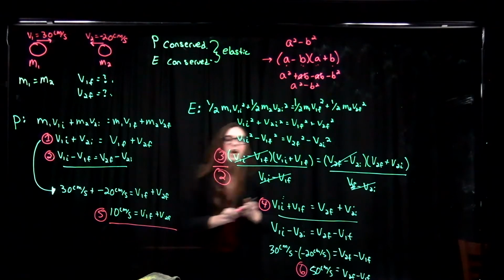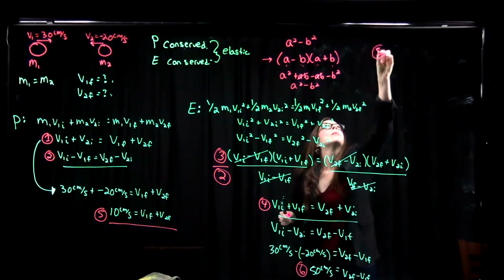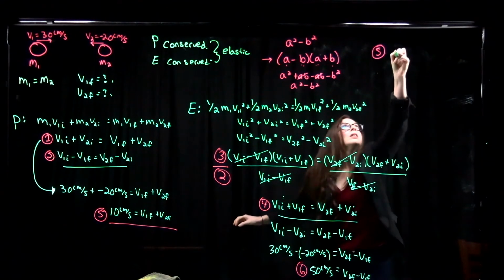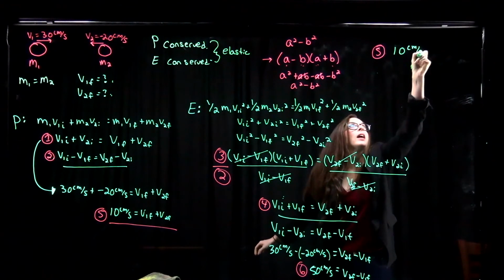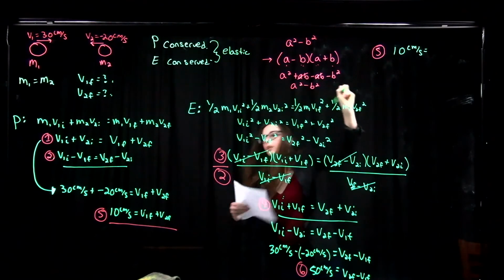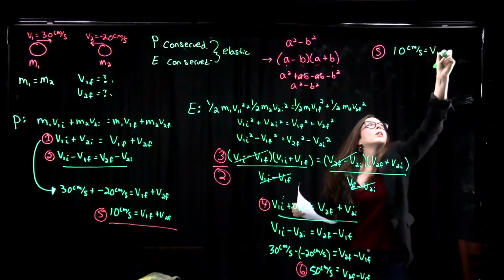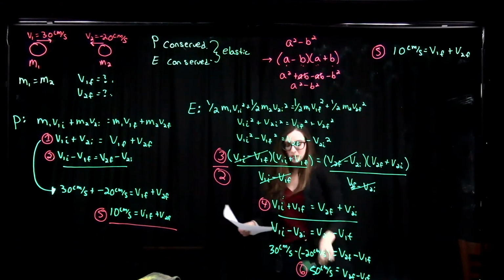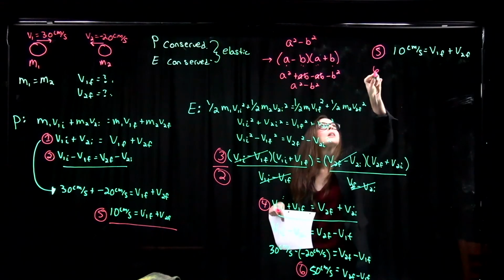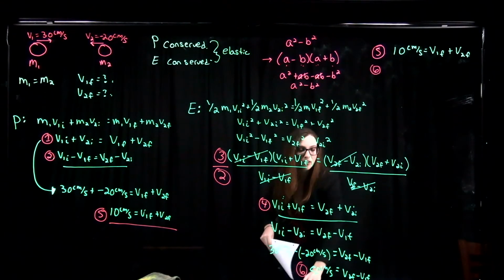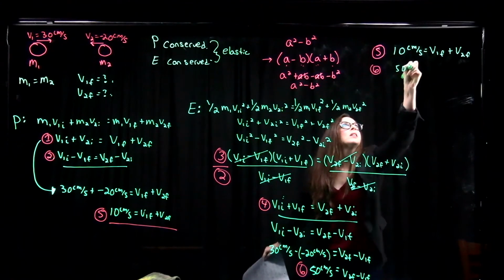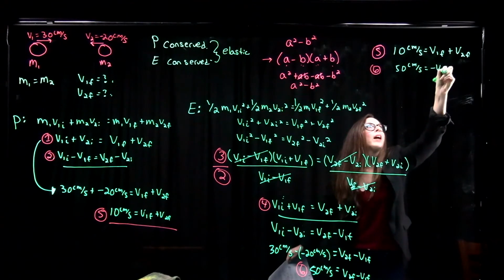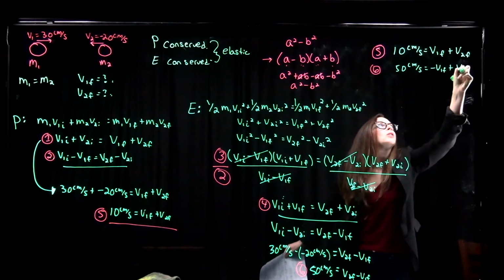I'm going to take equation 5, and equation 5 tells me that I have 10 centimeters per second has to equal v1 final plus v2 final, okay? And then with equation 6, I have 50 centimeters per second equals, I'm going to say, minus v1 final plus v2 final.